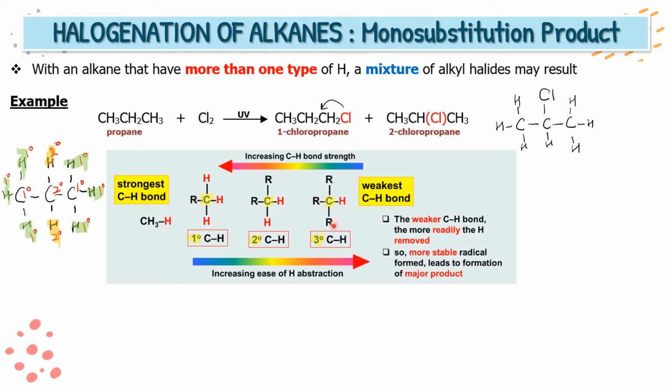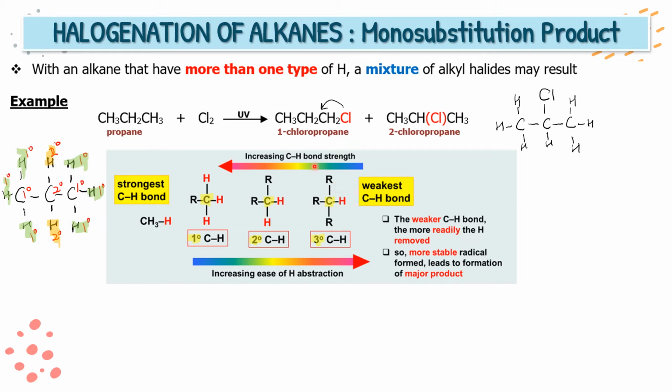Sebab tu awak tengok dekat sini, increasing CH bond daripada tertiary to primary. Maksudnya, the tertiary carbon dekat sini akan ada the strongest CH bond. So, dia paling senang untuk release H+. Bila dia paling senang release H+, dia akan hasilkan tertiary free radical which is very stable. And dia akan hasilkan major product.